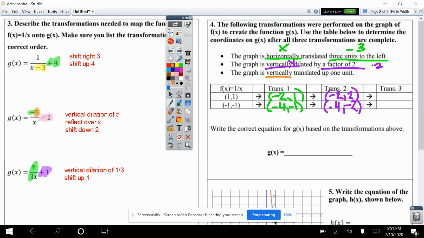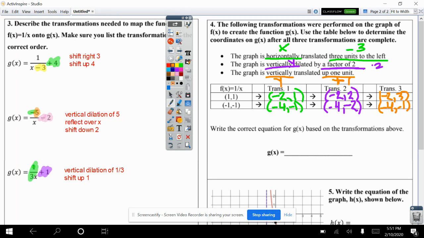Last one, the graph is vertically translated up 1 unit. So vertically tells me y, up 1 unit tells me +1. So I'm going to take my y values and add 1. So the x stays -2. Add 1 to the 2 gives me 3. Keep the -4. Add 1 to -2 gives me -1.